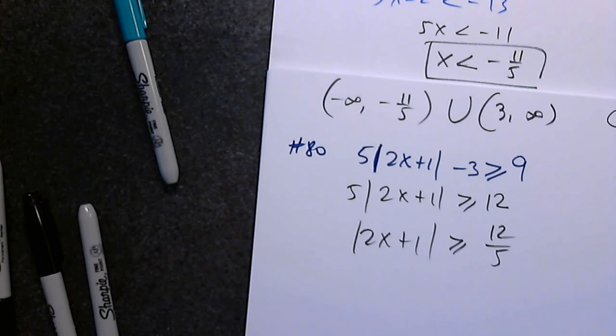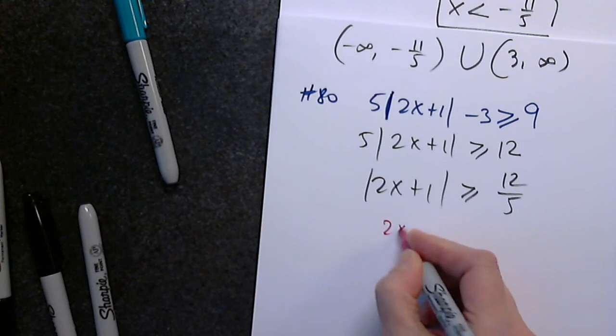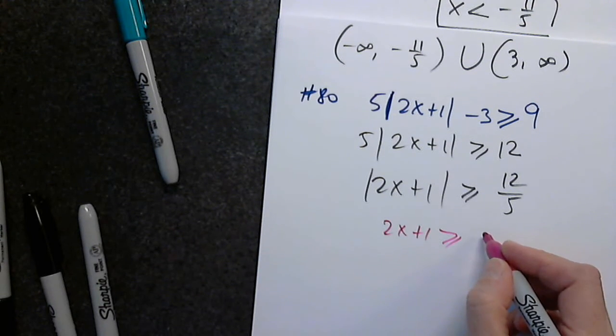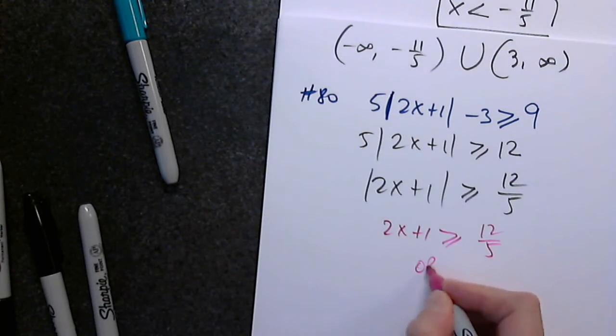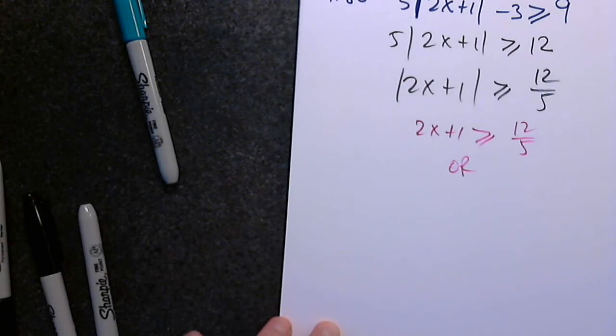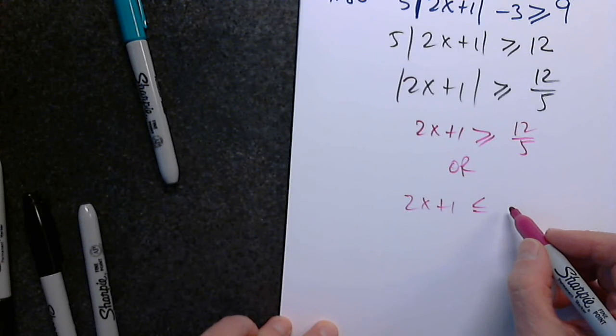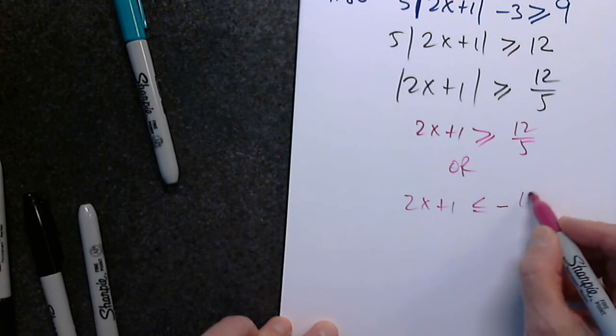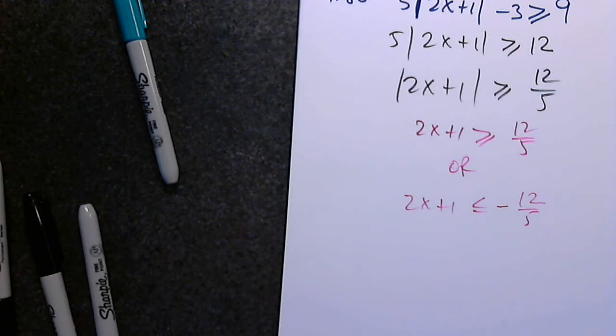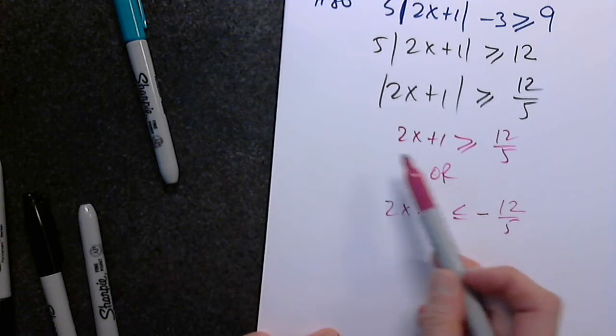2x plus 1 greater than or equal to 12 over 5. Excellent. And 2x plus 1 less than or equal to negative 12 over 5. Yeah, negative. You understand that if we write less than or equal to, you will include the in between, and you cannot. Is that clear? Perfect. Good. So I'm going to subtract 1 and then divide by 2.